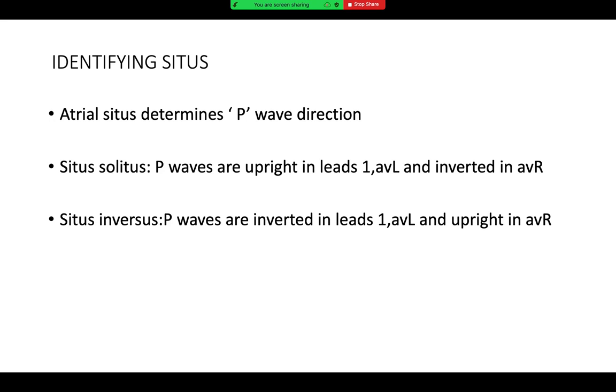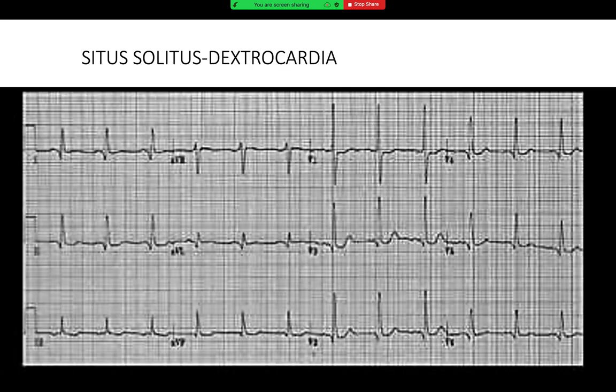Cases. So we all are aware of what is called situs solitus. Situs solitus means everything is normal. Situs inversus means it is inverted. Okay? So inverted means that in one and AVL, the P wave will be opposite, meaning inverted, of course, but it will be upright in the AVR. Yeah, because it's all about where the atria are. So on the basis of the P wave direction, you can comment about it, isn't it?